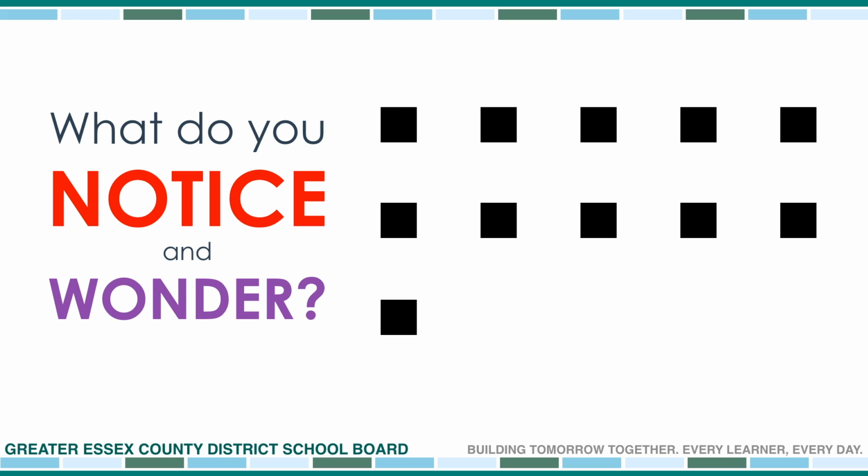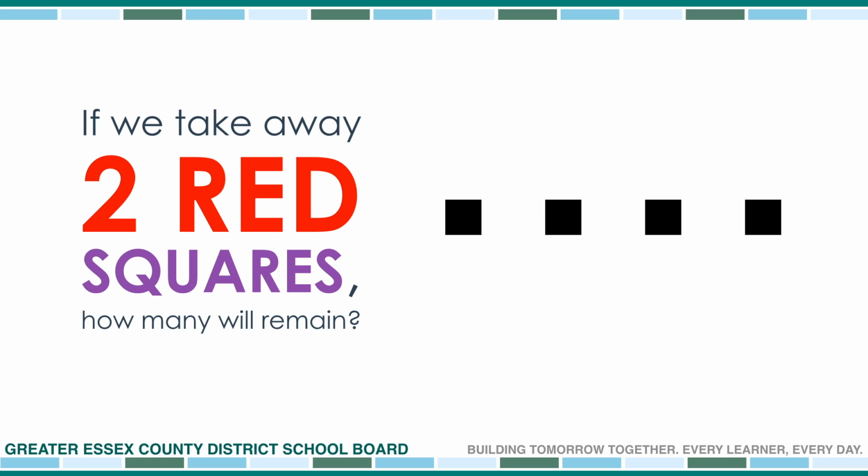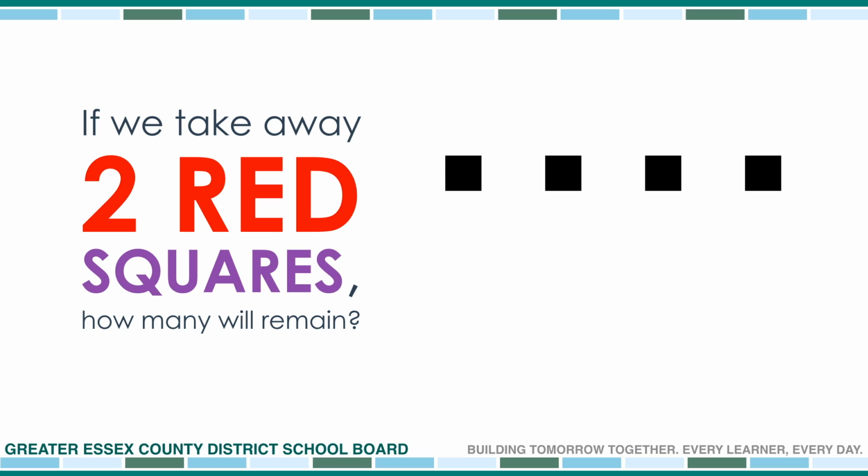All right, let's get a little more explicit. We have 4 black squares, and the question we have is, if we take away 2 red squares, how many will remain? Again, we don't have any red squares. The only way we can bring red squares into the scenario is using the zero principle. So we're going to introduce 1 black and 1 red, which is the same as 0, because 1 minus 1 is 0.